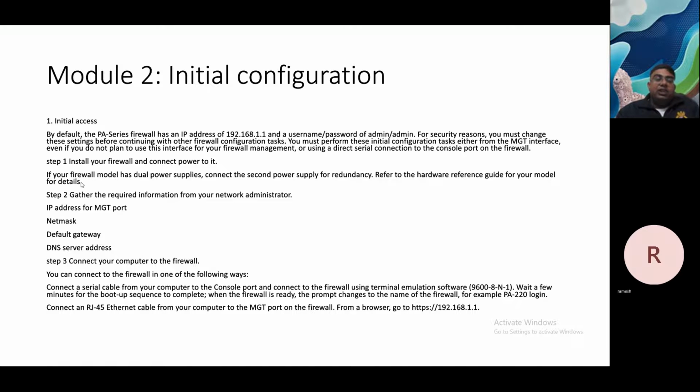Now, these are some steps. Install a firewall and connect power to it. If your firewall model has dual power supplies, connect a second power supply for redundancy. Refer to the hardware reference guide for the model for details. So always refer to this hardware reference guide. Each and every hardware has this hardware reference guide.